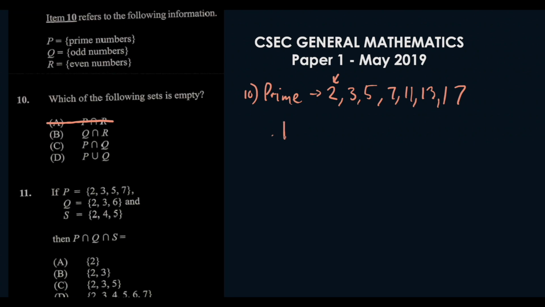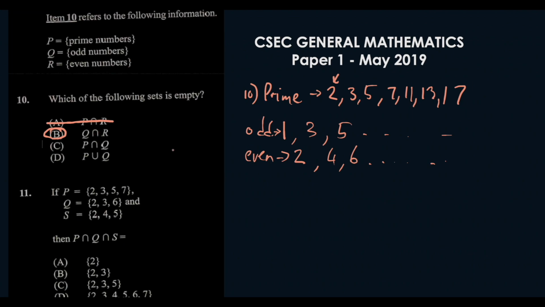So if we had 1, 1 is an odd number, 2 would be an even number. The odd number would be 3, the even number would be 4. The odd number would be 5, the even number would be 6, and we go on and on and on. So they would never actually be common. So therefore, this has to be the empty set.